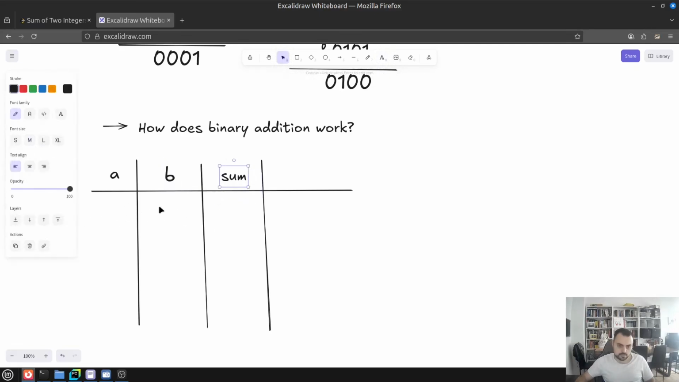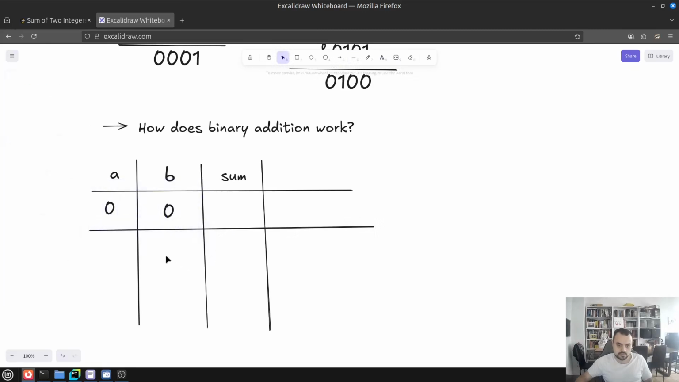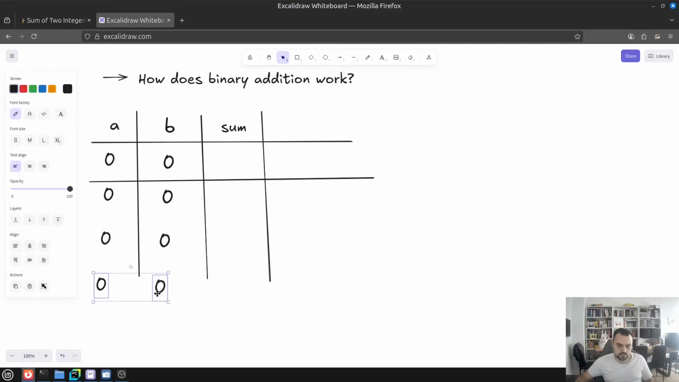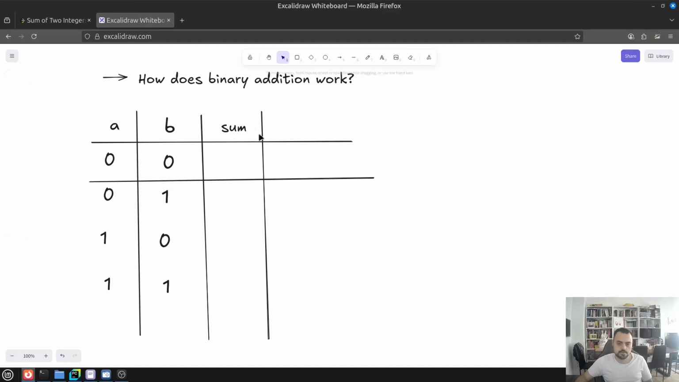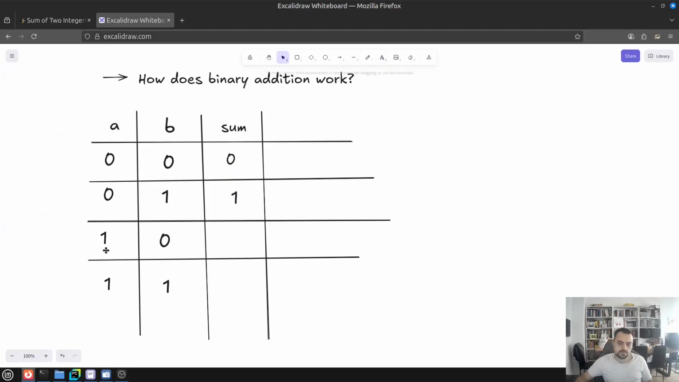What kind of options do we have? Of course, they can be either 0 or 1. The first option is 0 and 0, then we have 0 and 1, then 1 and 0, and then 1 and 1. Those are all the options that we have. The first 3 should be easy. 0 plus 0 is 0. 0 plus 1 is 1. 1 plus 0 is 1 as well.